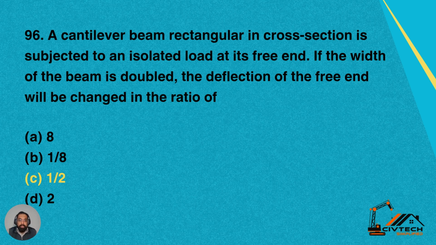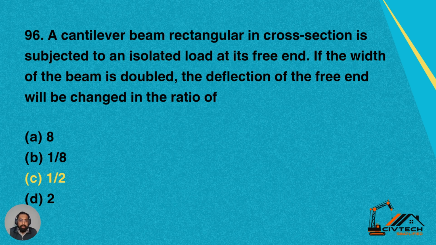Question 96. A cantilever beam, rectangular in cross section, is subjected to an isolated load at its free end. If the width of the beam is doubled, the deflection of the free end will be changed in the ratio of. How the deflection of the free end will be changed? Option A 8, option B 1 by 8, option C 1 by 2, option D is 2.